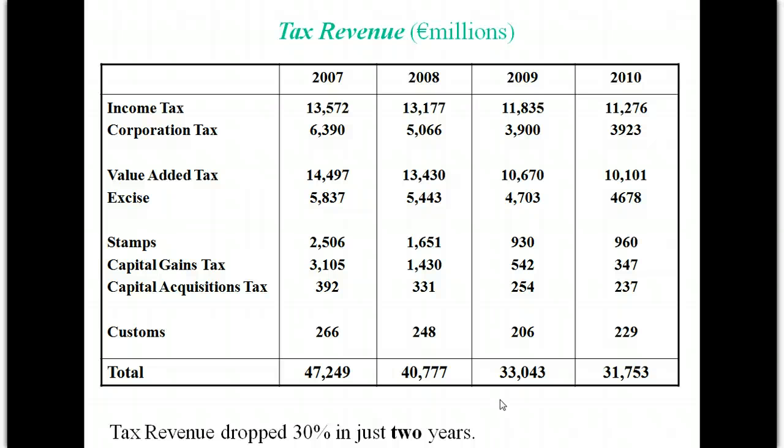As within the Eurozone, we don't have the ability to set customs and excise duties on intra-European trade. So if you look at the different tax heads, you can see where the drops have occurred. And in fact, all tax heads have dropped over the last number of years. Back in 2007, tax revenue was 47 billion. By 2009, it had dropped to 33 billion. So a drop of more than 14 billion in just 2 years.